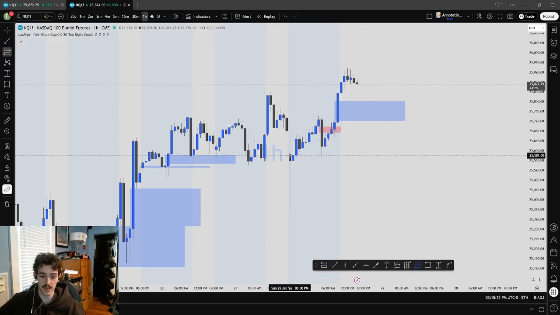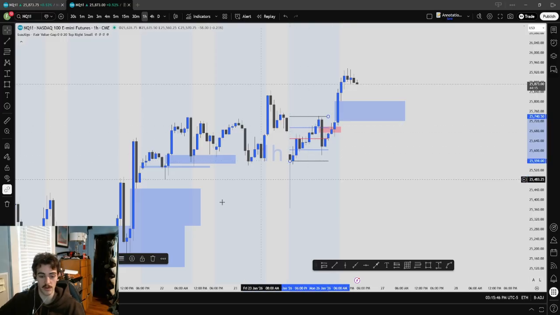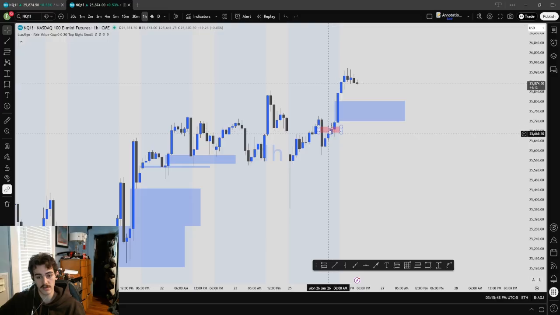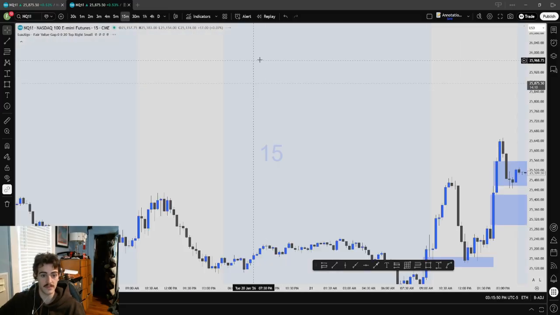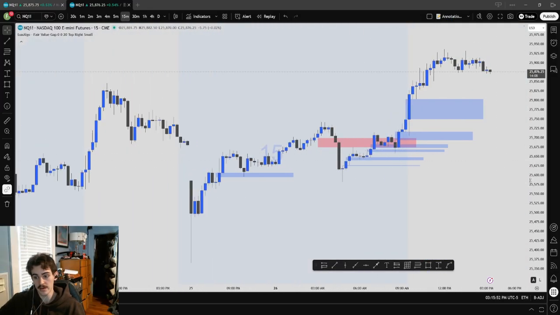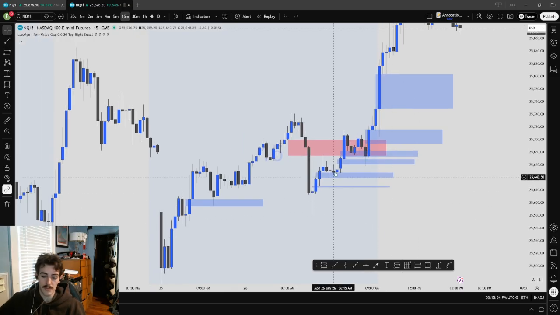And also, this can be looked at as a pullback from this right here, pullback into discount. If you measure the dealing range from the low of this wick, it's not a discount. I don't like it. I'd measure from here when I see this in the morning when I wake up. We had this inverse. Now moving to the 15-minute, we had price come up, obviously inverse of this.